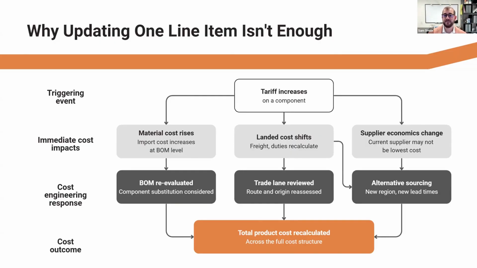Overhead absorption shifts if the higher material cost changes the basis on which overhead is allocated. If that component feeds into a subassembly, the subassembly cost changes. If that subassembly is shared across multiple finished goods, each one of those now needs to be recalculated, otherwise they're misrepresented in the model. And that's before we even get to the profitability layer, or we get to try doing variance analysis.